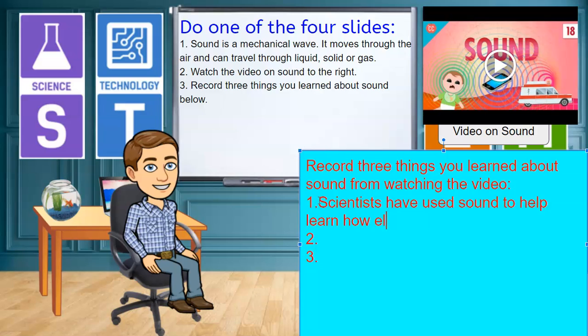how elephants communicate over long distances. So there we go. We've got our first fact.